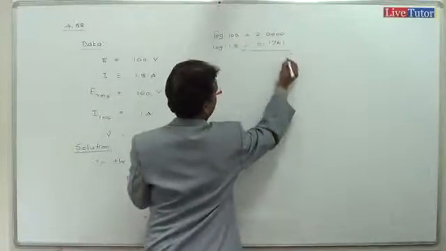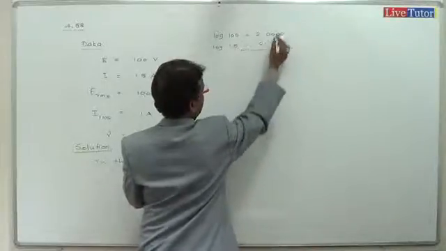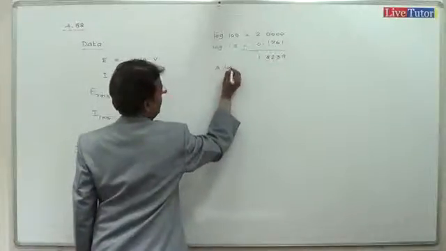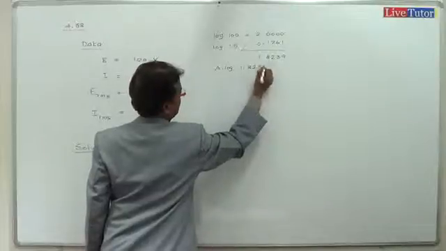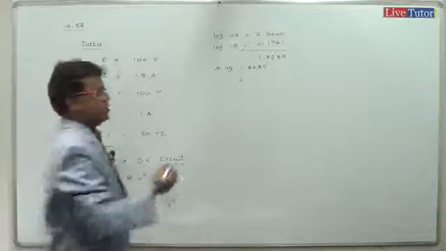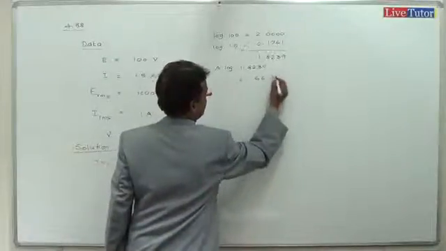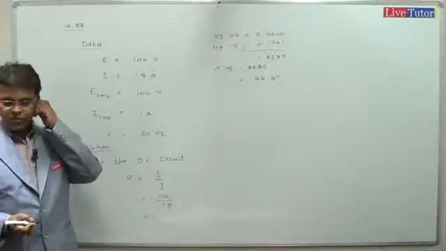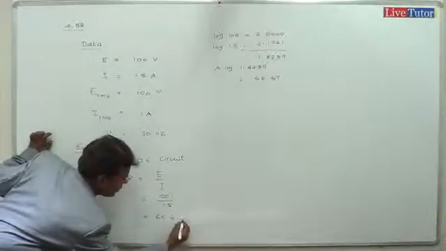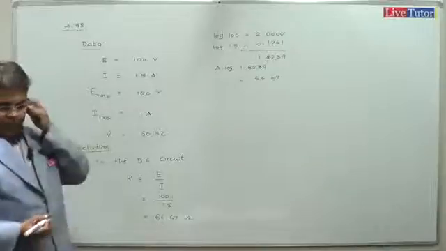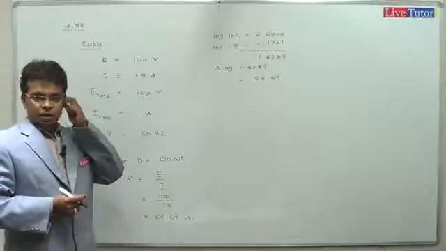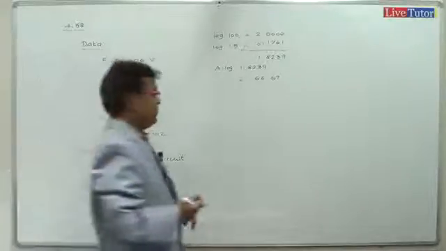So it is 9 minus 6 is 3, 9 minus 7 is 2, 9 minus 1 is 8, here 1. So take anti-log of 1.8239. That is equal to 66.67. Right? So this is how we have to calculate the value of the resistance. It is 66.67 ohms. Now we have calculated the value of resistance. The next one is we have to calculate the value of impedance.